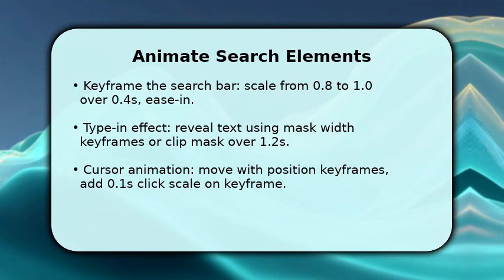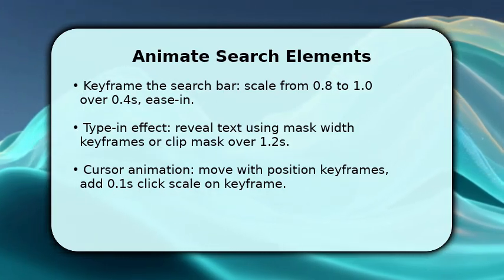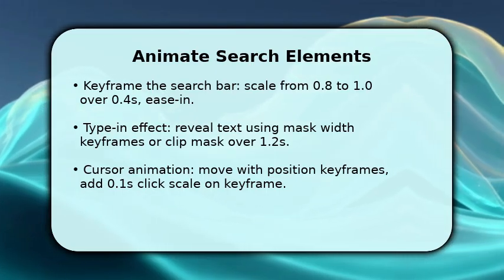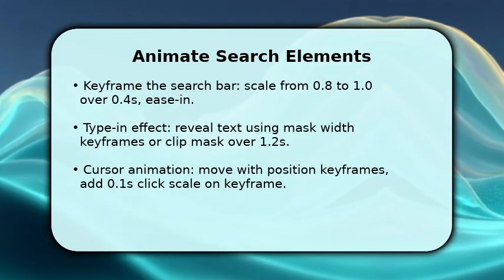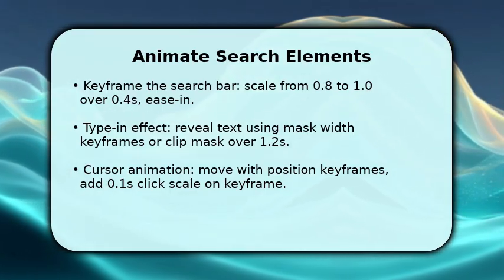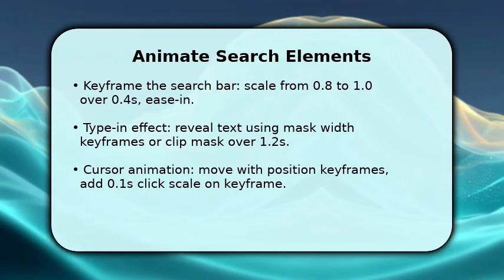Next, reveal the query by animating a mask or clip width across the text area over roughly 1.0 to 1.5 seconds to simulate typing. Stagger individual word masks if you want rhythm. Finally, animate the cursor with position keyframes that follow the reveal.